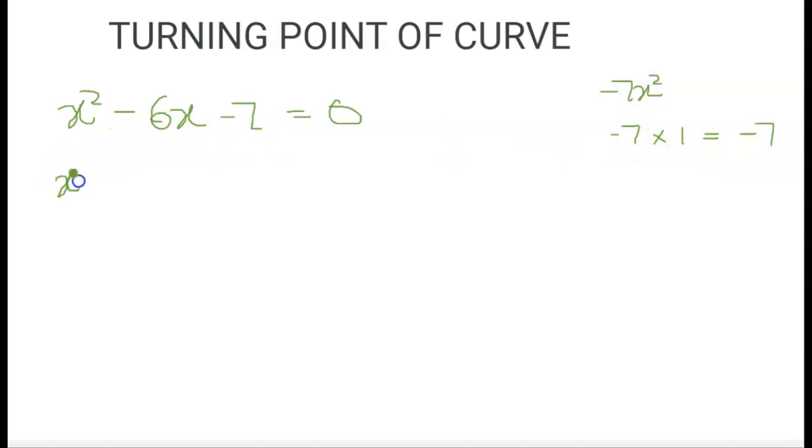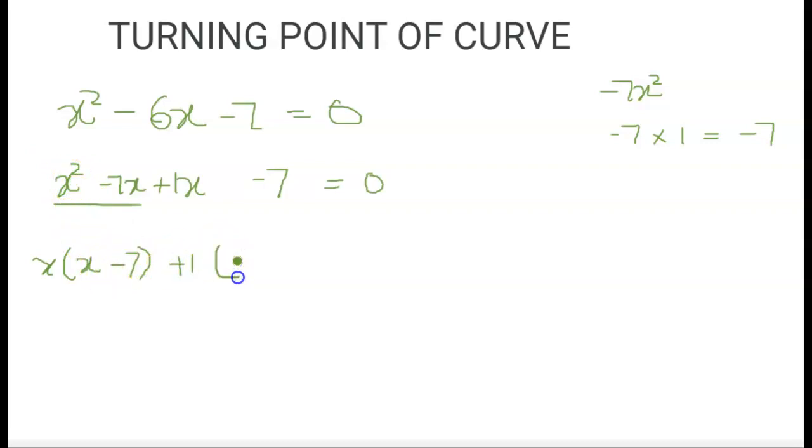So you just do x squared minus 7 here. Instead of minus 6, you're putting minus 7x plus 1x. Yeah, that's how you do, because they're still the same. Now here, take the x common. If you take the x common, you're left with x minus 7, because they were x squared, so still the x. Here, you take 1 common, and you're left with x minus 7. You see this x minus 7, this x minus 7 is same, which means you're doing right.